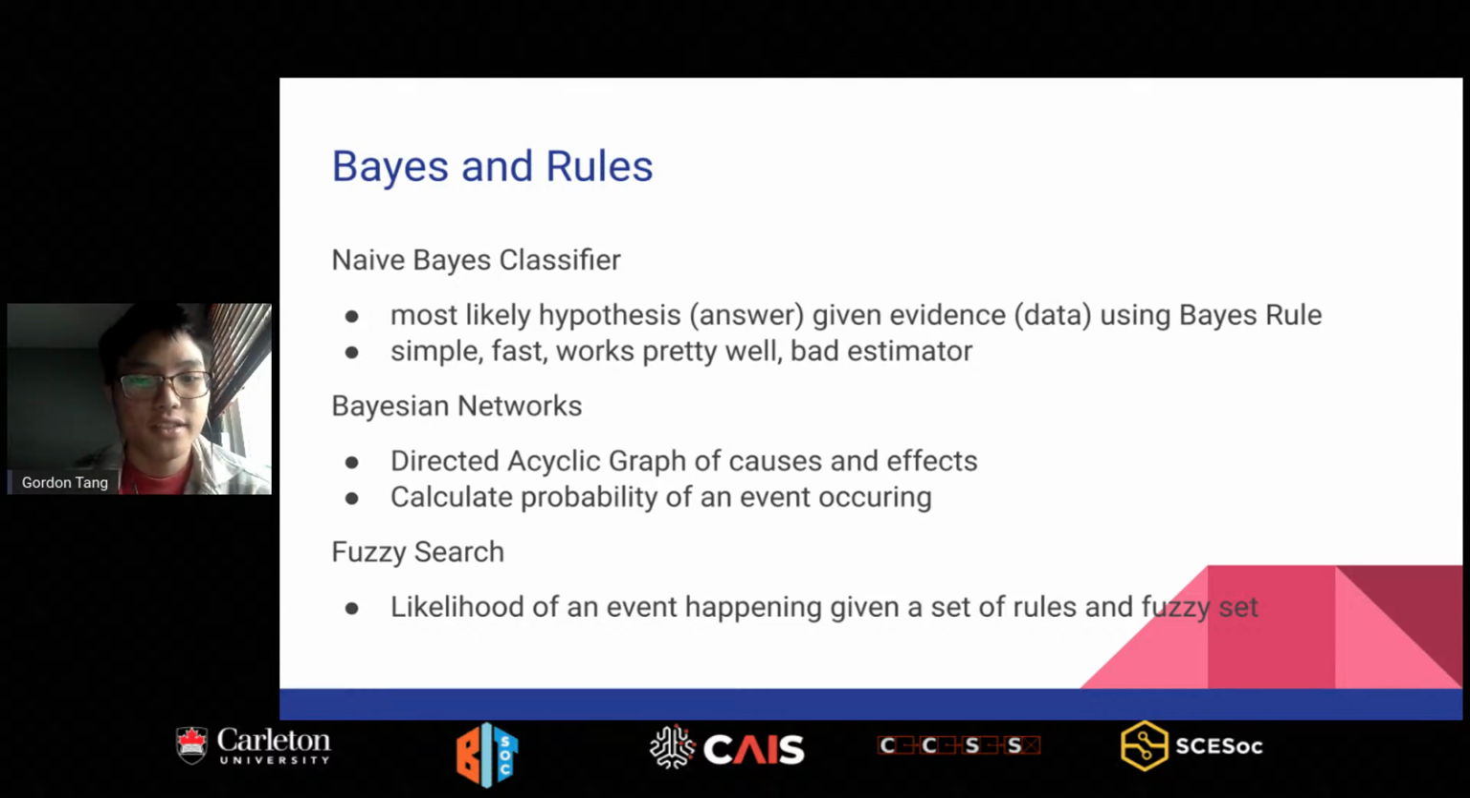And the third one is a fuzzy search, which, unlike the other two methods, is an estimate, because you might not always have perfect information, like in a Bayesian network. You need someone who's very knowledgeable in the area to give you a graph that would accurately represent your problem statement. But in fuzzy search, you can use probability to find out what the most likely event will be in the future.